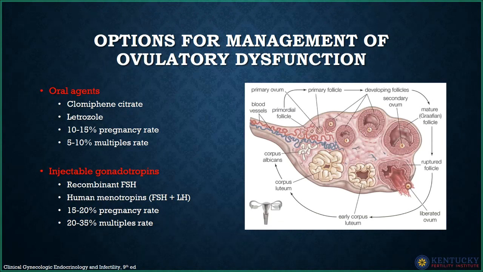We can also induce ovulation with gonadotropins. These are injectable. For many women, we just use FSH for that. We can also use a combined menotropin that has both FSH and LH activity. This will lead to slightly higher pregnancy rates and considerably higher multiples rates. So I won't say it's something we do as frequently as we used to, given the availability of other modern alternatives, but it can be effective for patients with hypothalamic amenorrhea or resistance to oral agents alone.